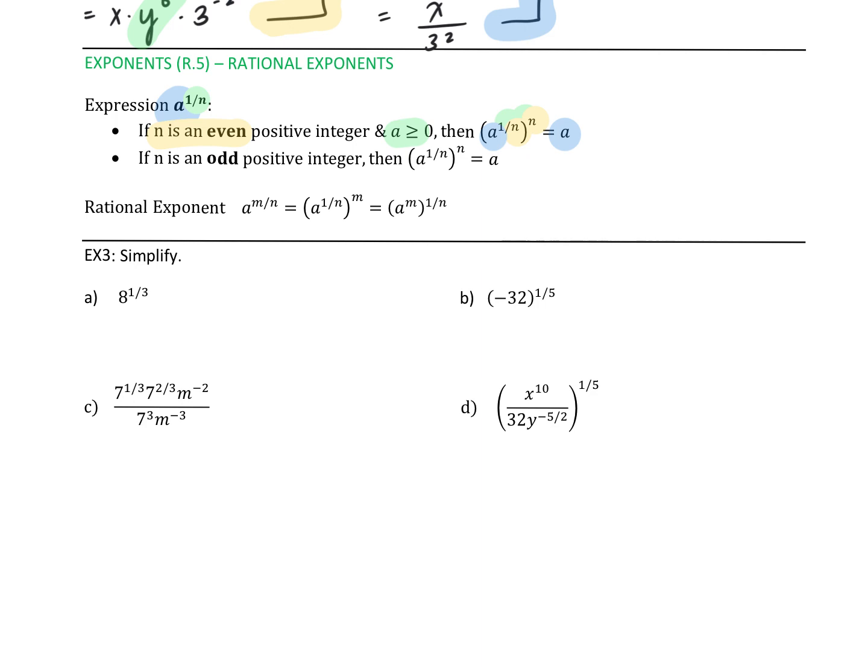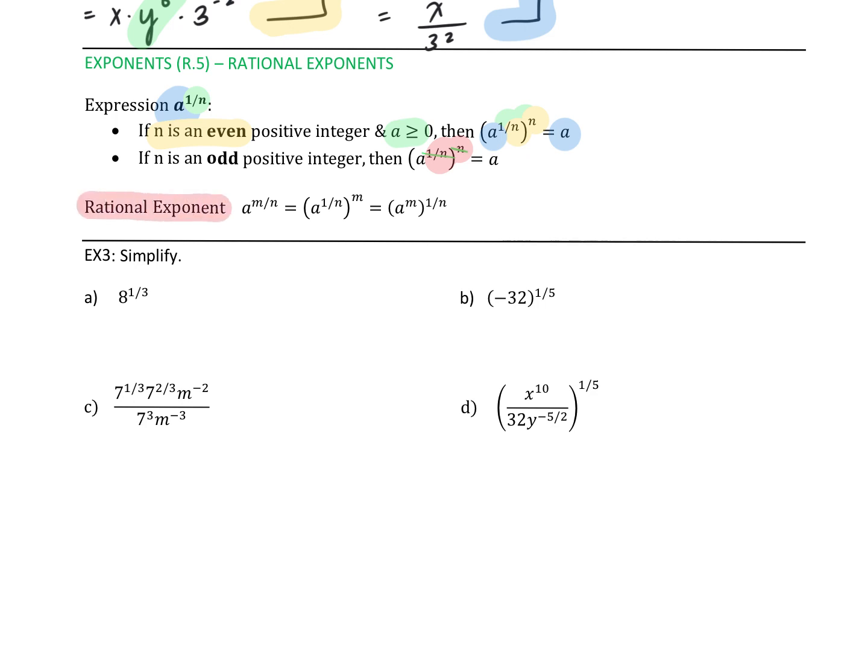Let's take a look at the other option. If n is an odd positive integer, then what happens? Well, we can still cancel them out, and it equals a. All right, good to know. And again, this is if they are the exact same, if the denominator is the same as what it's being raised to.